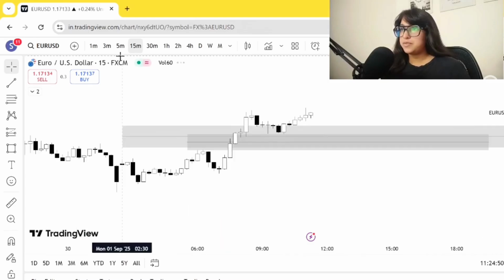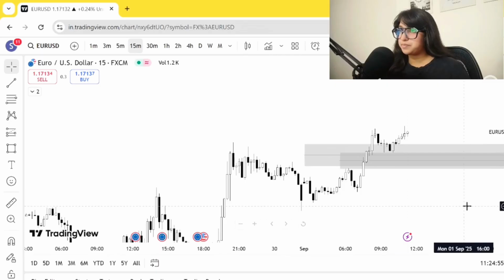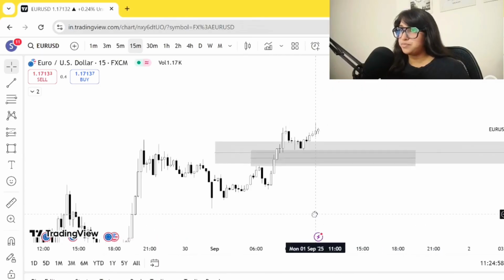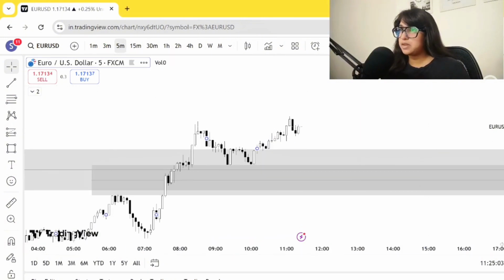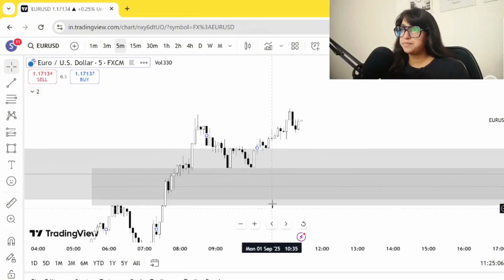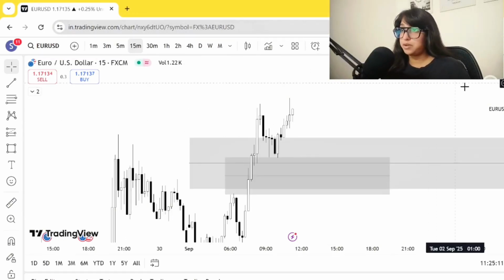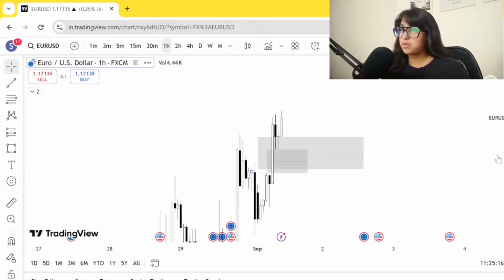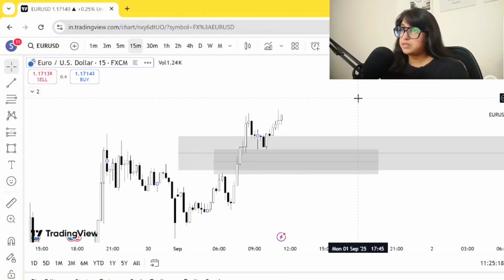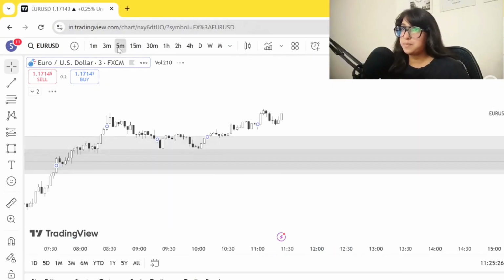Okay, let's see on the 15 minutes time frame. Again, it's bullishness. It's bullish. We are not seeing any reversal patterns right now. And one thing is that we're probably going to see a retracement downwards. Let's see on the 15 minutes time frame if we see any retracement to this area.